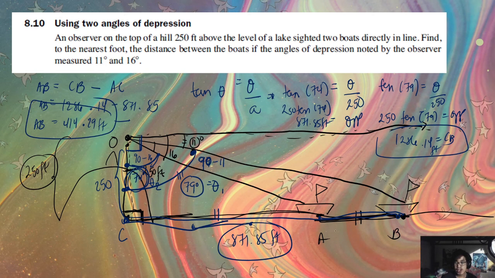So the distance between these two boats, without directly measuring them, just by using trigonometry, not getting your hands dirty, is 414.29 feet. We're able to conclude that using geometry and trigonometry. That's how powerful trigonometry is in surveying or in application to real life problems.